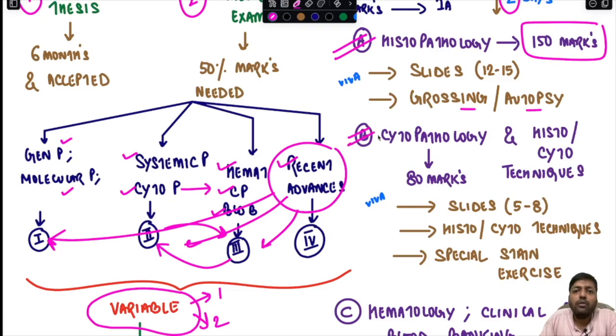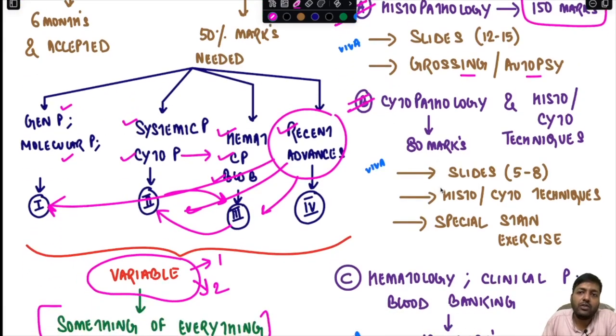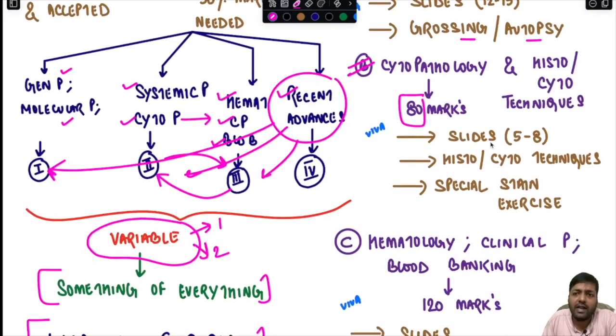Then number 2 is your cytopathology and cytotechniques or tissue processing part, which comprises 80 marks. Over here you will have some cytology slides, 5 to 8 cyto slides, and cytotechniques. What are those techniques? What are the things covered under that? I will explain everything about that. And as an exercise, you might have to perform a special stain as well. So this carries around 80 marks.